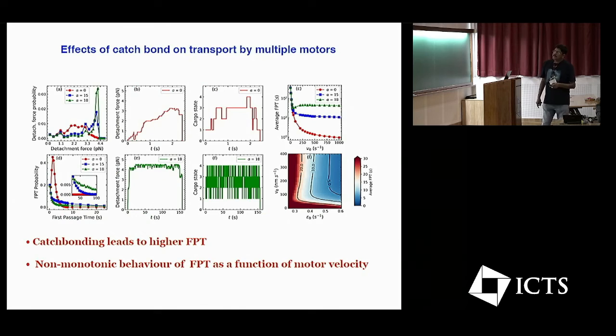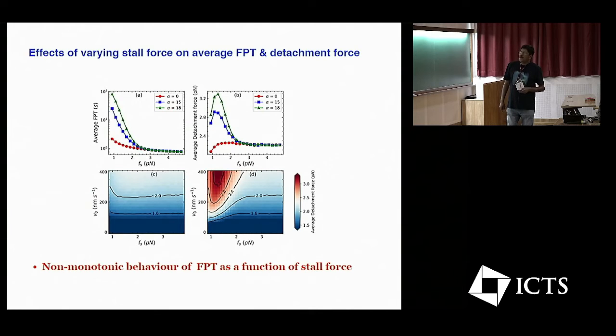We also studied the effects of this catch bond in the context of multiple motors by stochastic simulations. The main point is that catch bonding, of course, leads to higher first passage time, which is not surprising, but it also leads to this kind of non-monotonic behavior of the first passage time as a function of motor velocity. A similar non-monotonic behavior is also observed as a function of stall force.